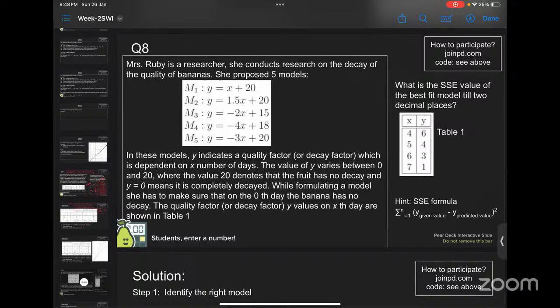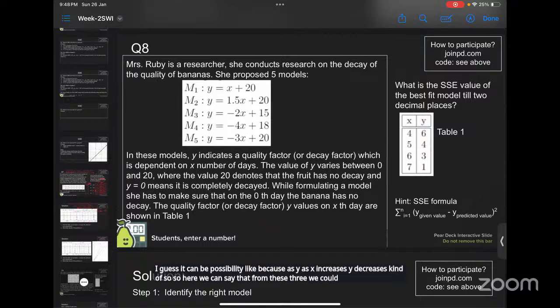Yes, ma'am. So any idea how you are approaching? Ma'am, here it has an inverse relation. So y should be minus of coefficient of x. I guess it can be a possibility because as x increases, y decreases. Right. So here we can say that from these, we could have M3, M4, and M5. Very good. I just wanted you to notice this pattern.